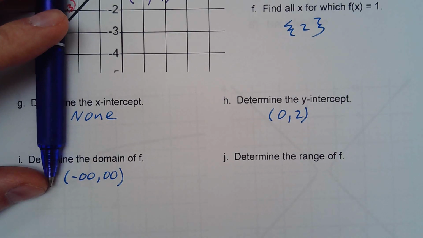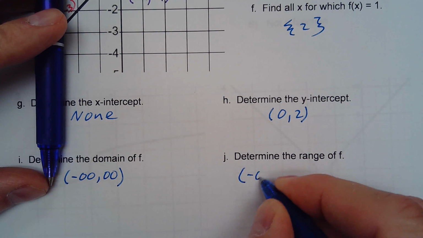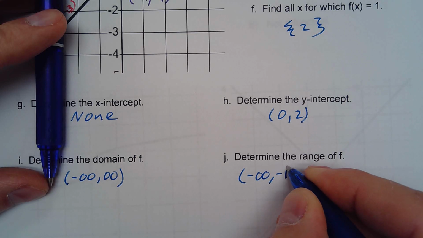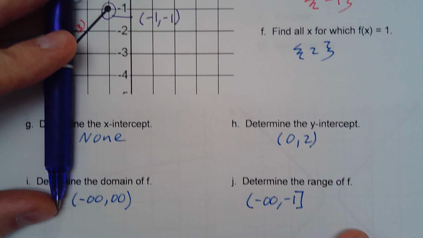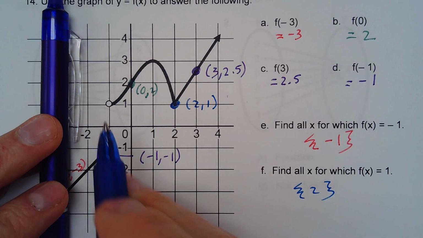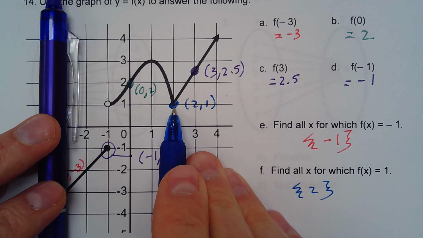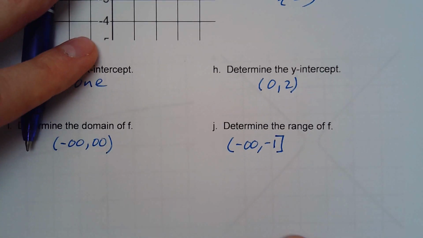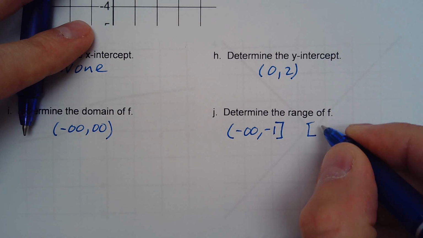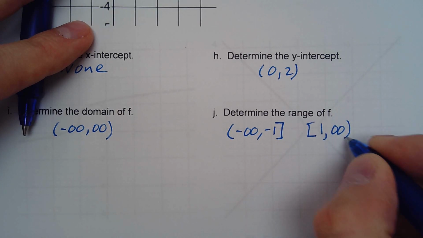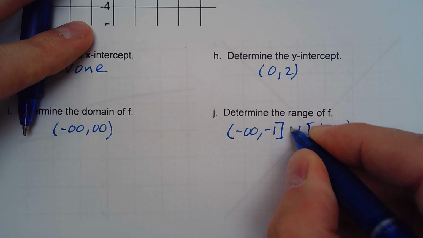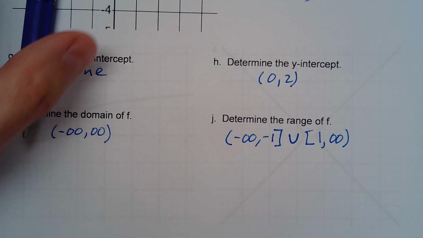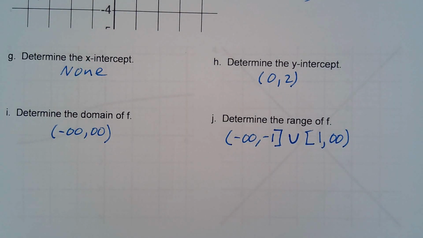So let's write that down. I got this other part. I don't include 1 here, but I do include the 1 here. So this goes 1 to positive infinity. And then I'm going to put my union symbol. And that will be our answer.